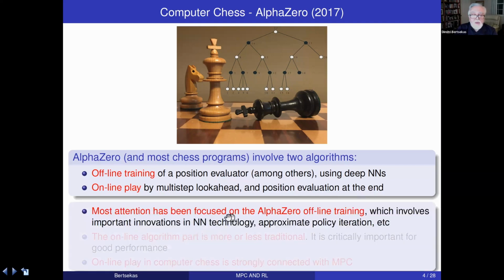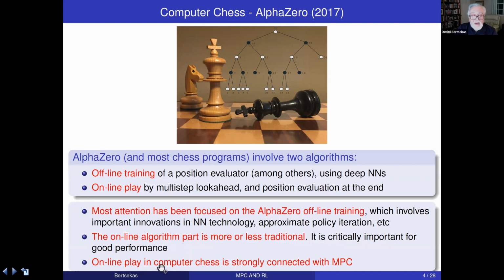Now, most attention has been focused on the AlphaZero offline training algorithm, which involves innovative neural network technology, deep neural networks, and the like. The online play algorithm is more or less traditional, but it's the one that's critically important for good performance in AlphaZero as well as in genuine computer chess engines. And now the online play algorithm in computer chess is the one that's strongly connected with MPC.